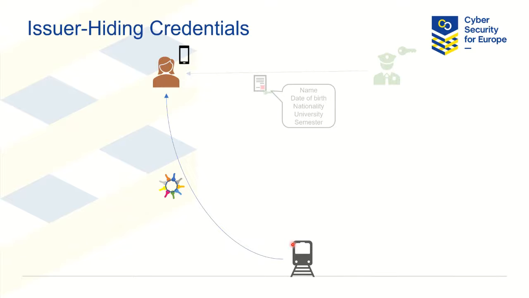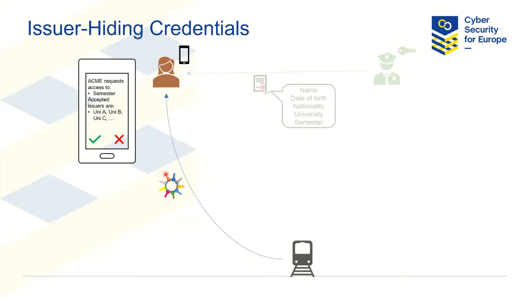In such a system, the train provider, in our example, would specify the set of all keys it is willing to accept. For instance, all public universities in a specific region or a country or Europe. And the user would receive on her mobile phone the notification that the company wants to access the current semester of her student ID, and that the train provider would be willing to accept exactly these universities, and this could now be a long list, for instance.